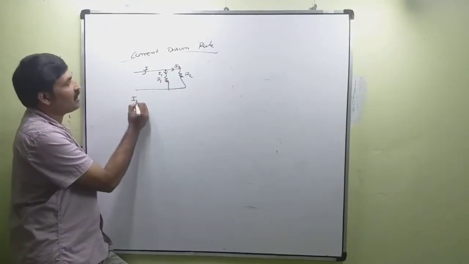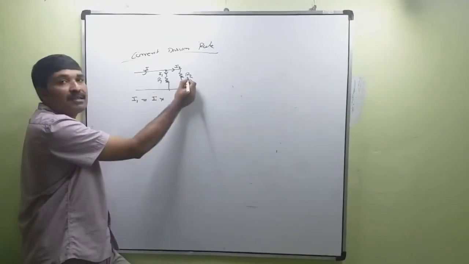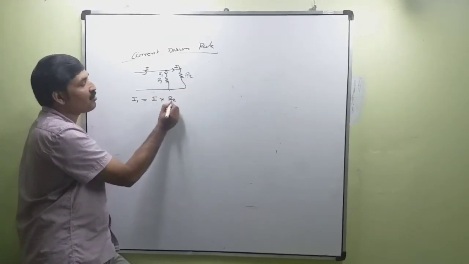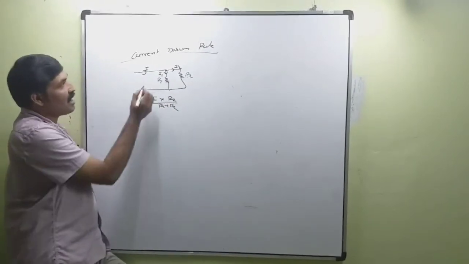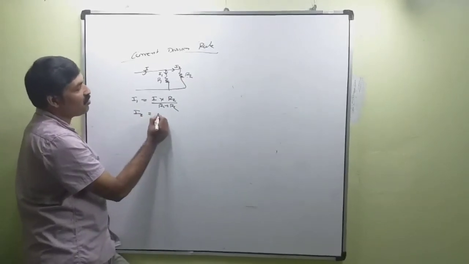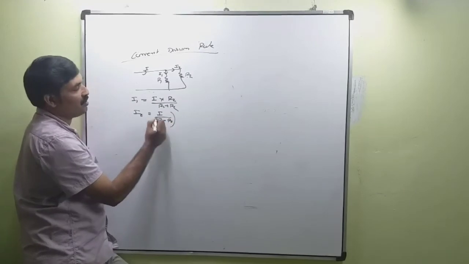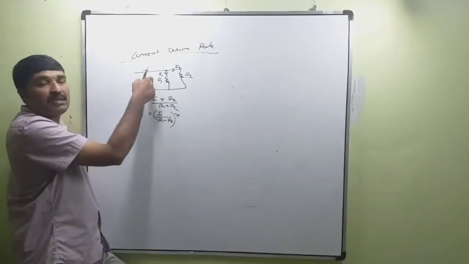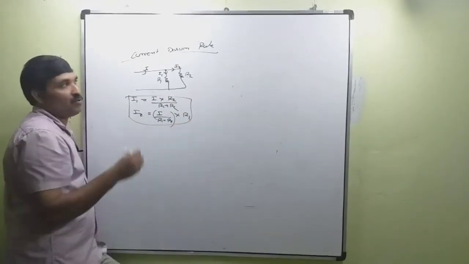Then we can prove that I1 is equal to I into the opposite resistance, that is R2 divided by R1 plus R2. And the current through R2, that is I2, is equal to I divided by R1 plus R2 into the opposite resistance, that is R1. This is the current division rule.